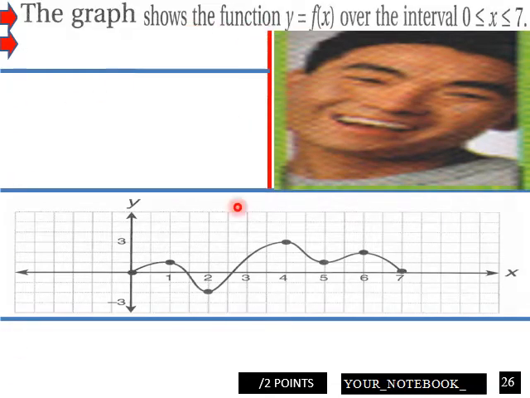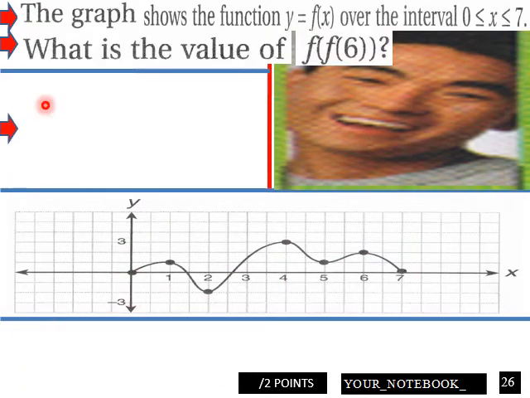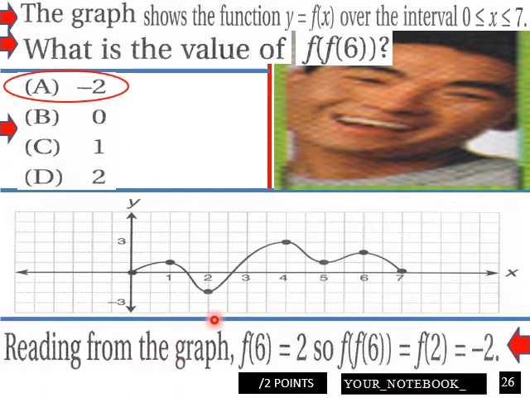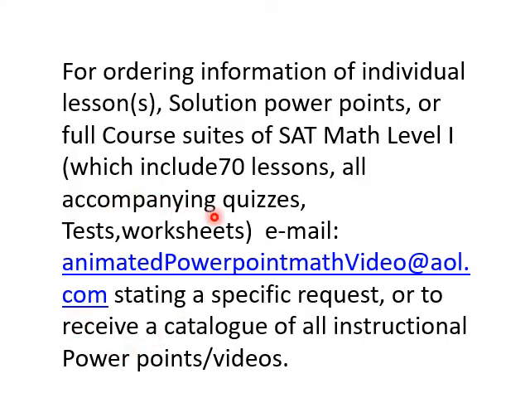The graph shows a function y equals f of x over the interval between 0 and 7. What is the value of f of 6? Negative 2, 0, 1, or 2. Reading from the graph, f of 6 equals 2, so f of 6 equals f of 2. When f of 2 equals this here, we get negative 2 for our solution to that one.